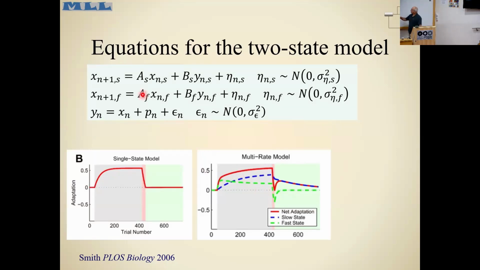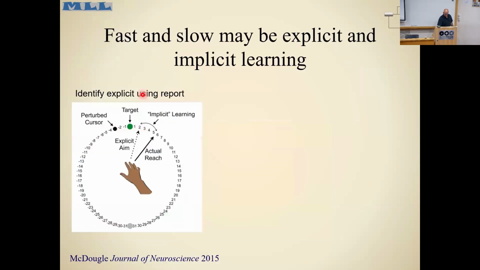So here's the two-state model, and I'm not going to walk through it, but the basic idea is you've got these same forgetting terms, slow and fast, and learning terms, slow and fast. A slow, A fast for forgetting, B slow, B fast for learning. And that kind of model fits the data pretty well. And one of the things people found is that if you ask people where they're actually aiming, it tracks the fast state pretty well.